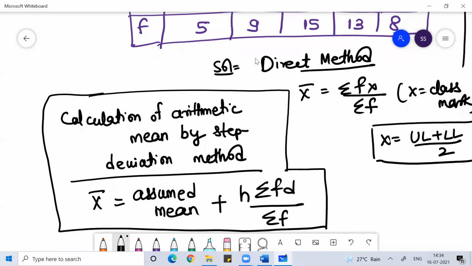This is the formula. I'll explain it to you. I hope you know this. You have done it in PU first. In case you have forgotten this, I'll explain it to you. Don't worry about that part.